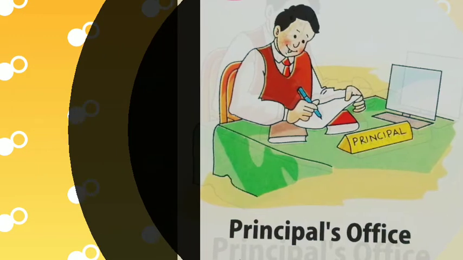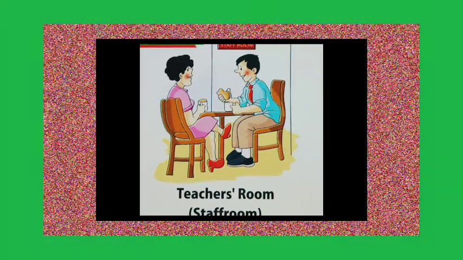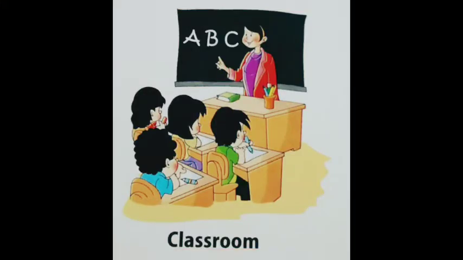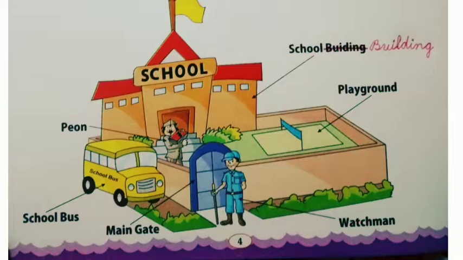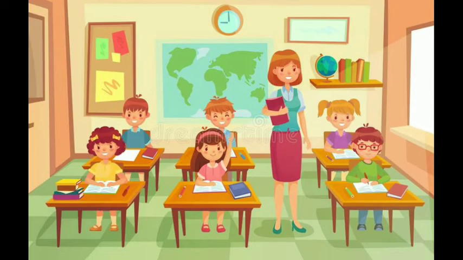My school, principal's office, teacher's room, canteen, classroom, computer lab, library. And in this part, you have learned many more spellings like school building, playground, watchman, peon, school bus, and the spelling of main gate. After this oral revision, get ready with your sharp pencil for written work.